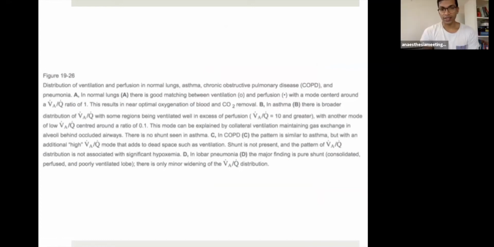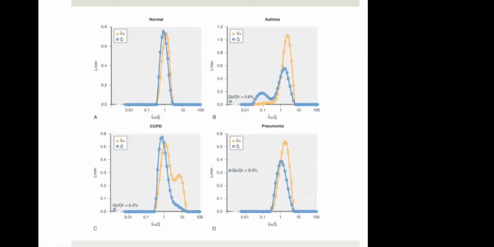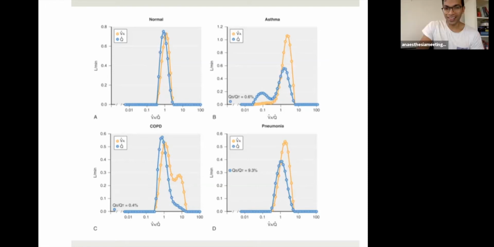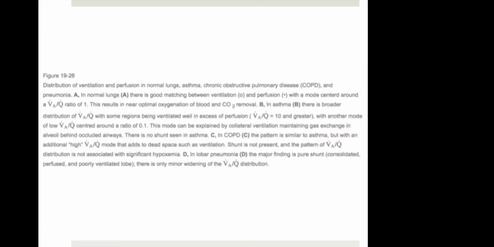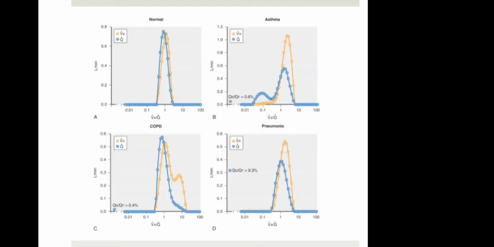Yeah, I see what you're saying. So in lobar pneumonia, the major finding is pure shunt, a consolidated, perfused, and poorly ventilated lobe. There's only minor widening of the VQ distribution. Is that saying, because if you've got an alveoli full of pus, it's effectively non-ventilated, there's no match, it's just completely gone? No, don't worry about that, I'm confused. I guess I'm just confused by it indicates the yellow line of increased ventilation in litres per minute, but it almost implies the opposite.